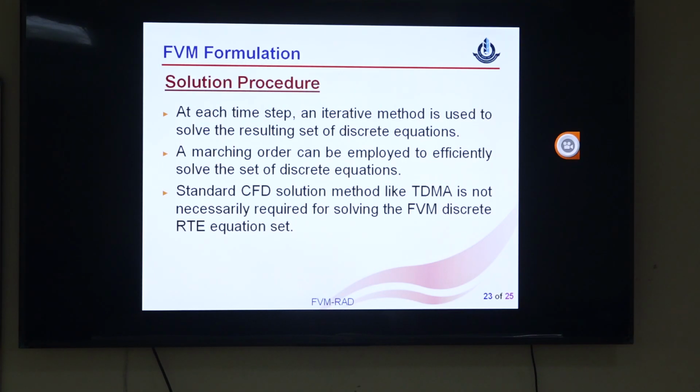At each time step, an iterative method is used to solve the resulting set of equations. A marching order can be employed to efficiently solve the set of algebraic equations, because once you start from the boundary, the information is known to you. So you can carry on based on the upstream value and go on computing the whole domain.